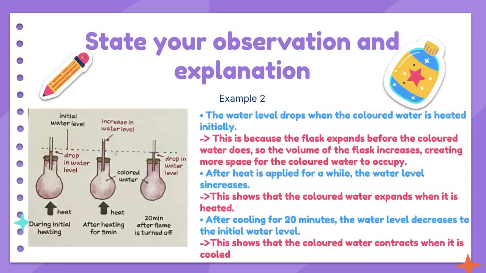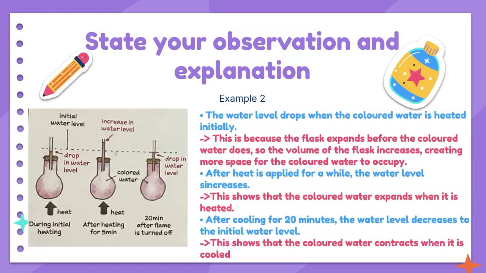Some of you must have been confused by this question. Let me explain it. Since the flask is closer to the heat source than the liquid inside, it expands before the liquid in it expands. Thus, it becomes larger in size and it's able to hold more water, thus the water level decreases.